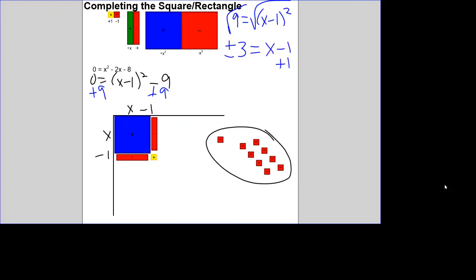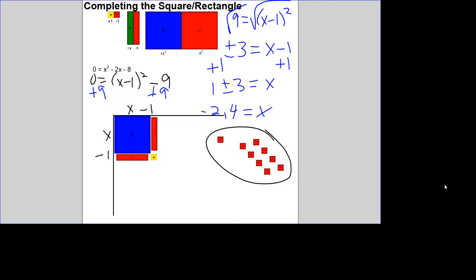Our next task is just to add 1 to both sides, and we get 1 plus or minus 3 equals x. Our two solutions then would be 1 minus 3, which is negative 2, and 1 plus 3, which is 4. And so our two solutions are negative 2 and 4. That means that this quadratic actually crosses the x-axis at two places, at negative 2 and positive 4. What this also means, though, is that we could have actually factored this in the first place.